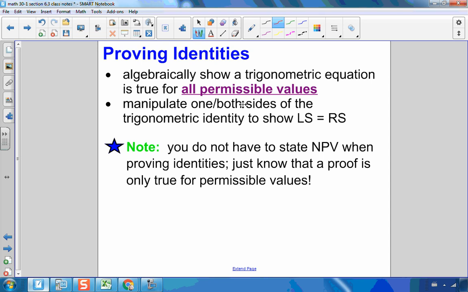What proving means is we are showing it's true for every single permissible value possible. So we're not plugging in specific values. We're solving for all x. So we're going to leave x as x. We're not going to put specific values in there. We're going to manipulate one or maybe both sides of the equation or the identity to show that the left side equals the right side. Now, because we are proving identities, we are proving them true for all permissible values. So you guys don't need to worry about stating the restrictions.